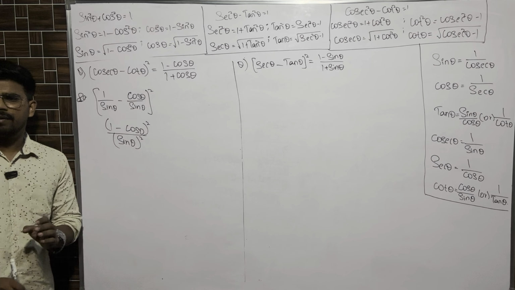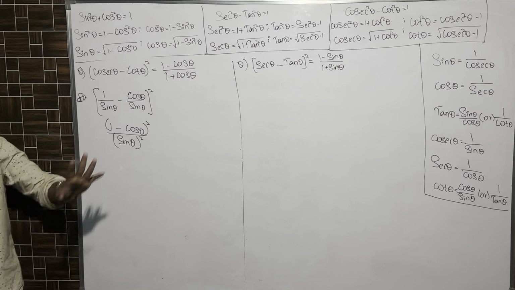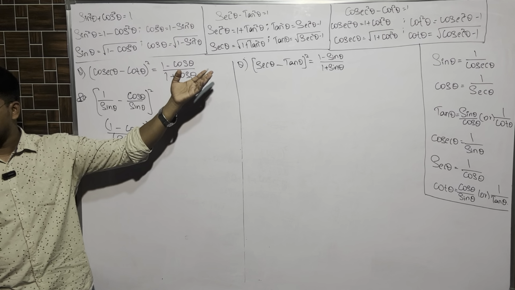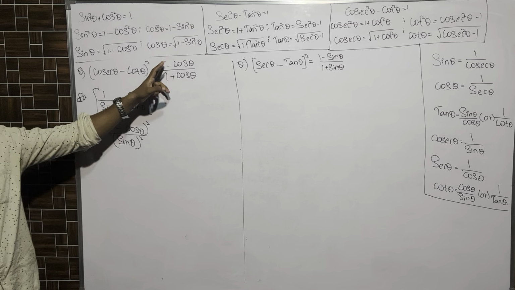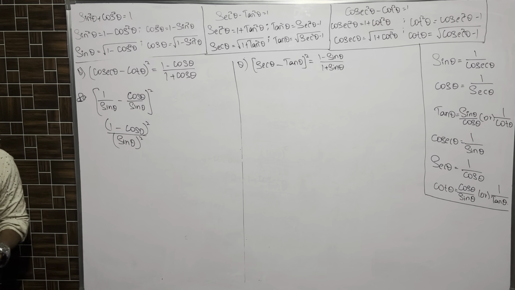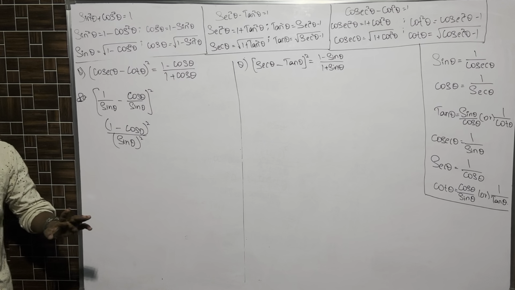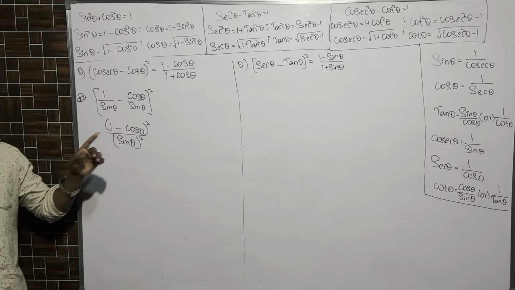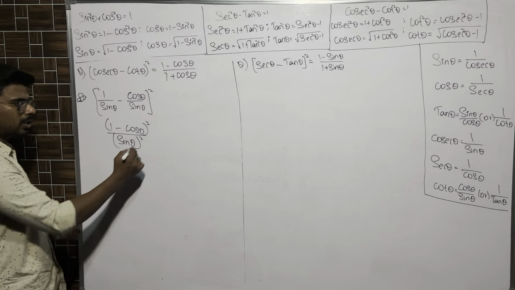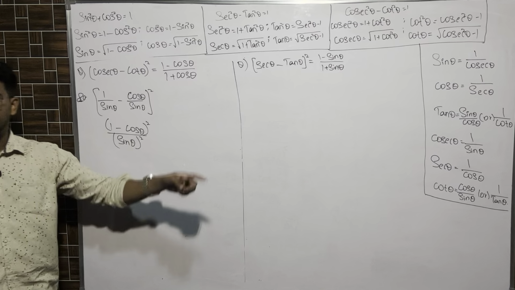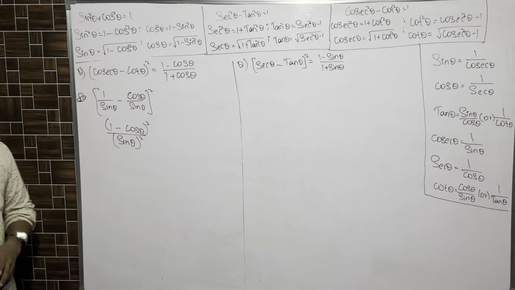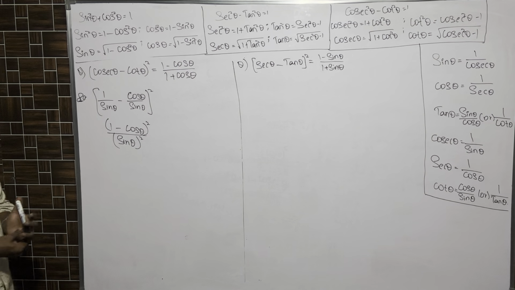Now, while solving, after every step you check till where you have reached to prove the required sum. You have to get 1 minus cos theta. 1 minus cos theta we got in the numerator, but it is squared. We have to remove that square from it. And in the denominator we should get 1 plus cos theta, but we have a sin theta.